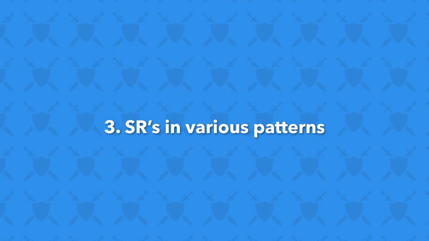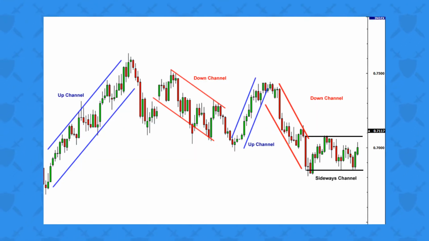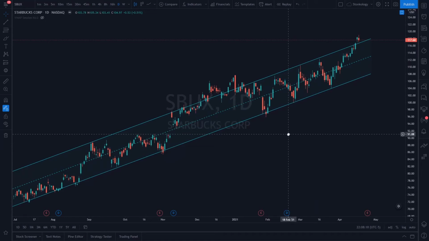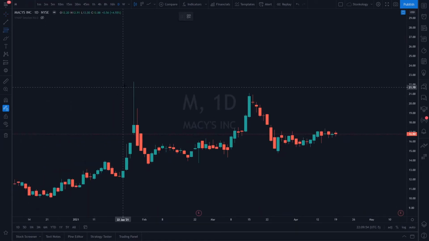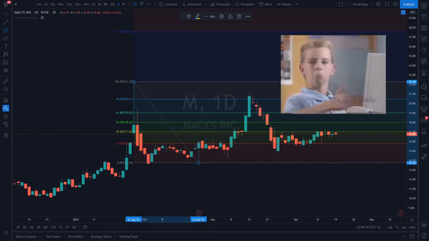Supports and resistances don't have to be certain prices. They can be found in patterns. Actually, they're what make patterns patterns. You can spot them in trend lines, trend channels, and a lot of other situations. Here's a few examples on the screen. The goal is for you to be able to spot these yourself.